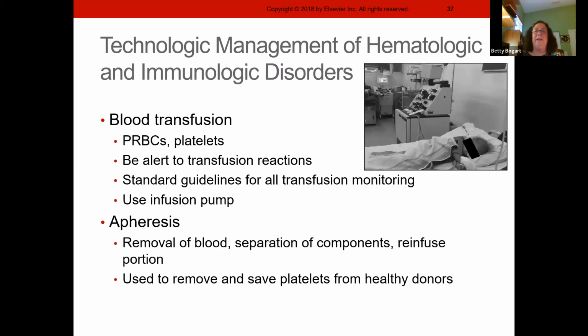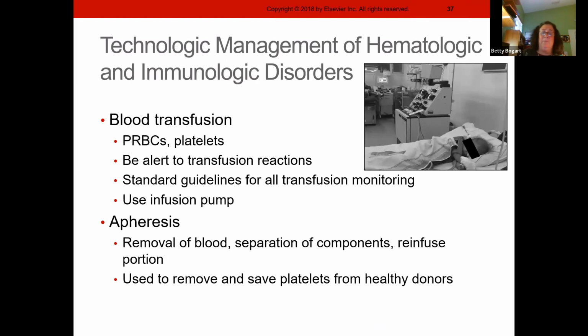So how do we manage hematologic and immunologic disorders? Well, blood transfusions, number one, right? We have packed red blood cells and we have whole blood. Whole blood is when you need volume, like blood loss or a gunshot wound. You want whole blood for volume. Packed red blood cells are usually given to those that cannot tolerate all the volume. Usually packed cells are half the volume of whole blood.